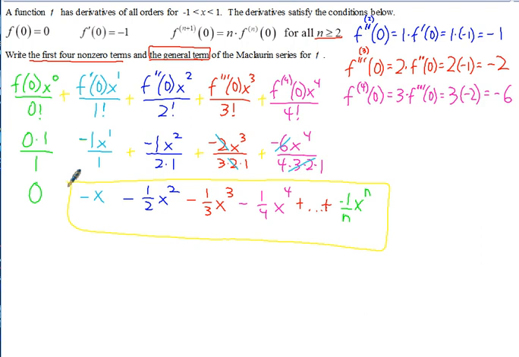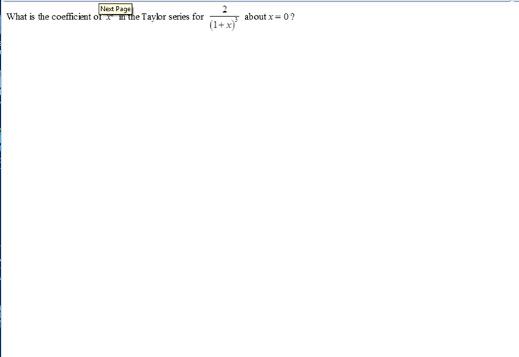Okay, now let's look at ones where sometimes they may not ask you for the first 4 terms, sometimes it might be the first 3 terms or the general term. Sometimes they're just looking at a specific term, which is what we're going to see on the next one here. It says, what's the coefficient of the x squared in the Taylor series about x equals 0?